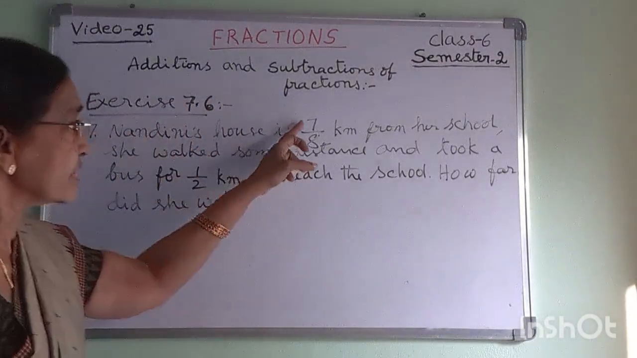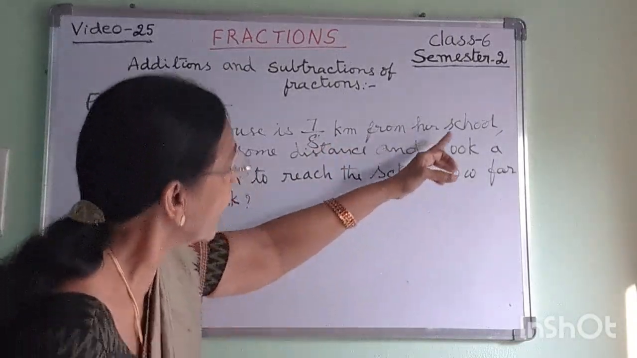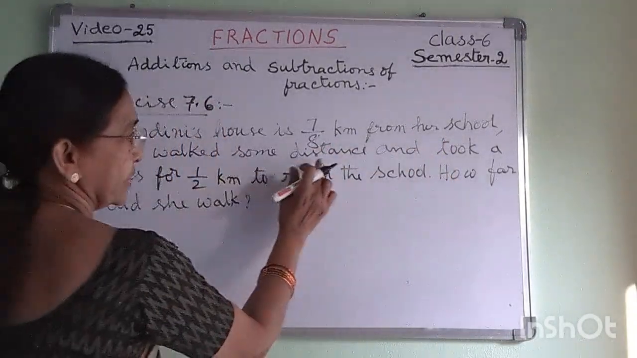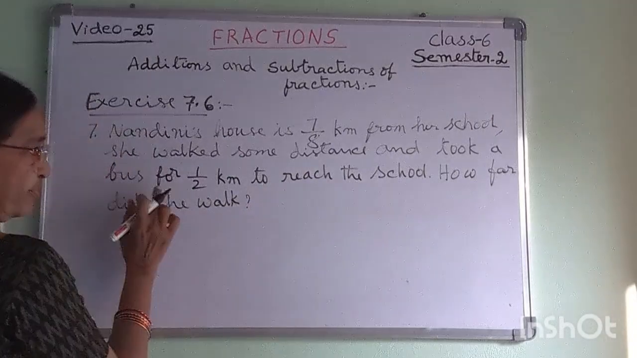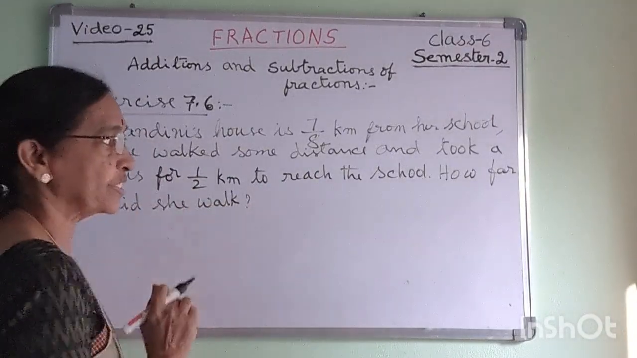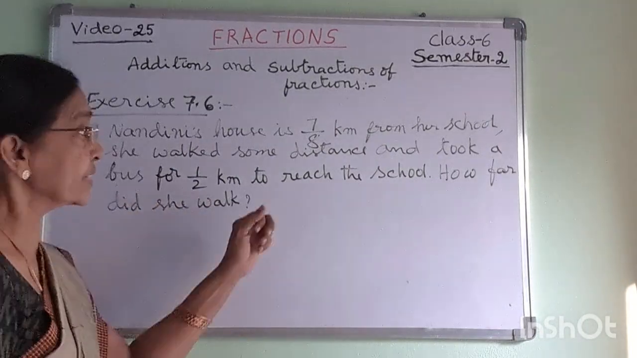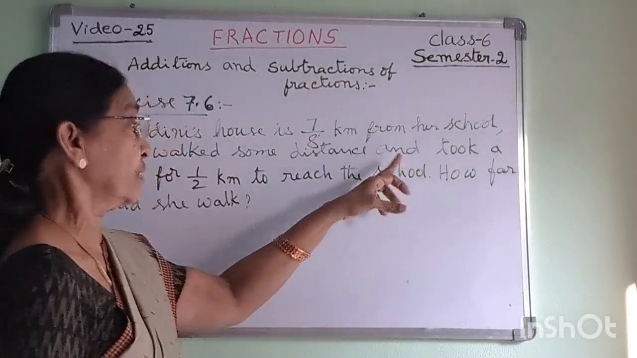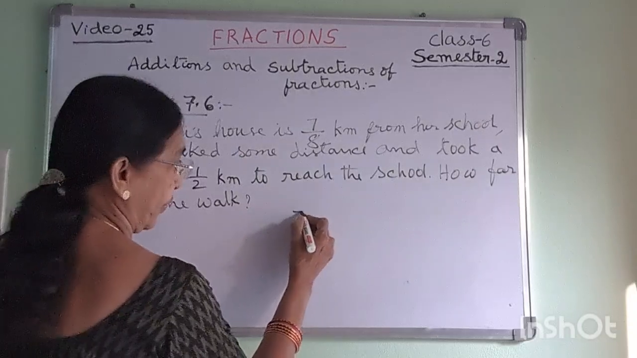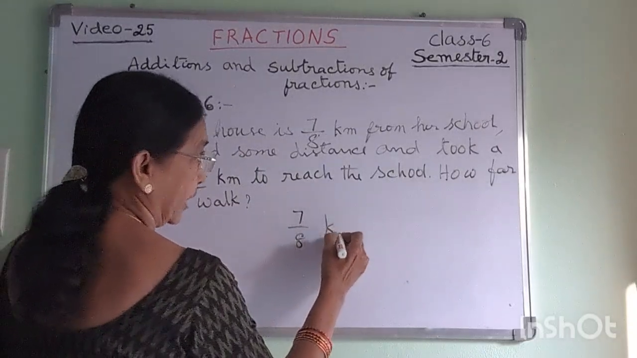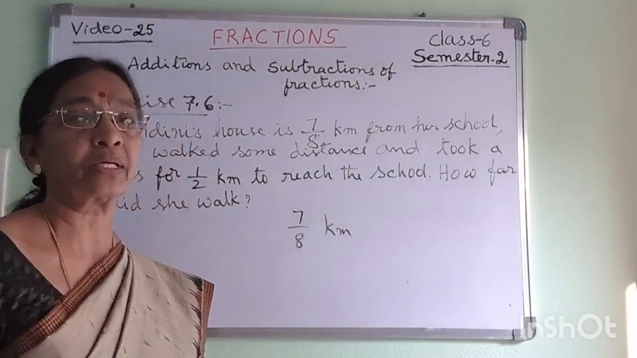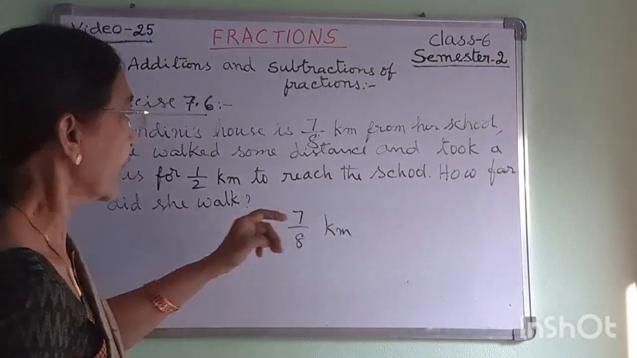Nandini's house is 7/8 kilometer from her school. She walked some distance and took a bus for half kilometer to reach the school. How far did she walk? The distance from her house to school is 7/8 kilometer. That is the total distance between the school and her house.